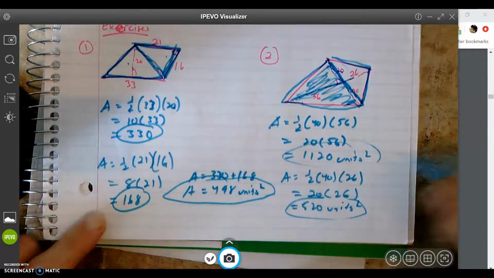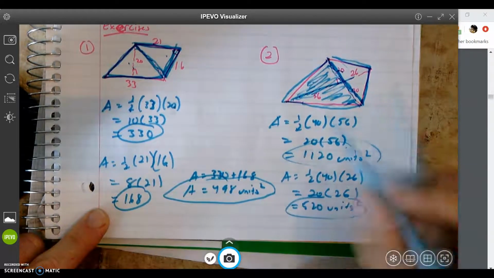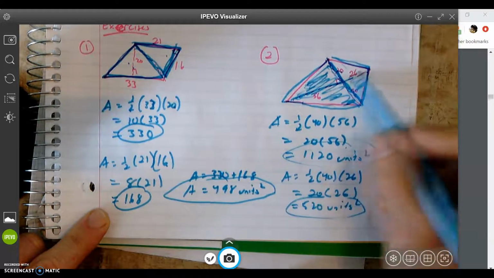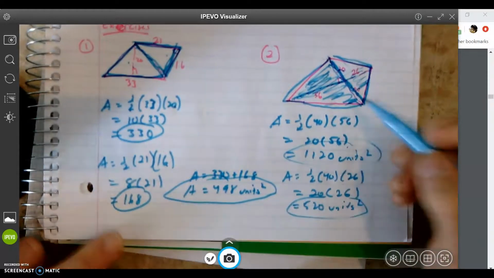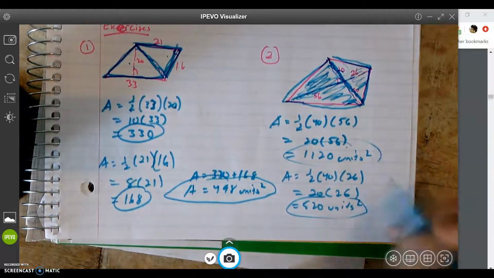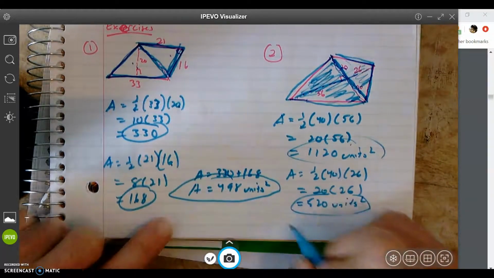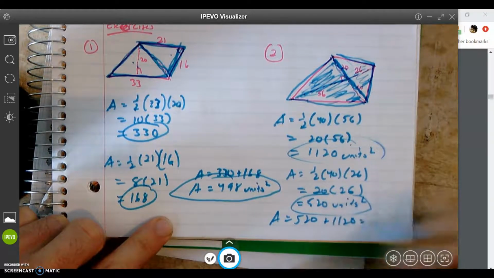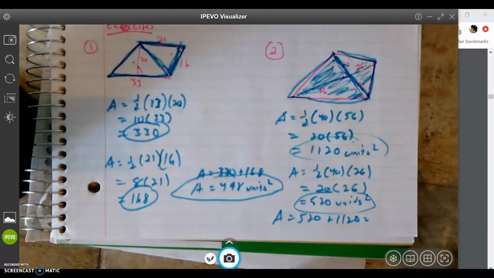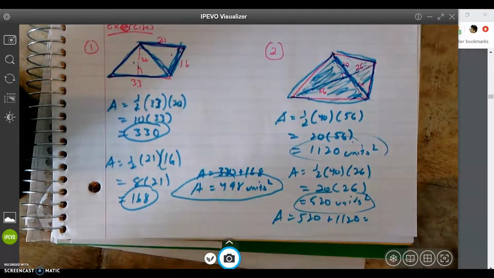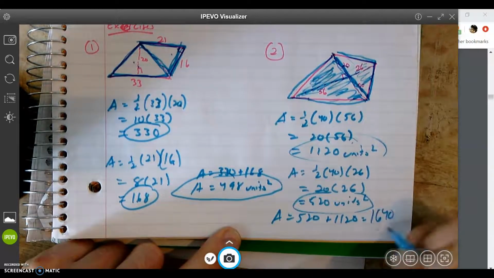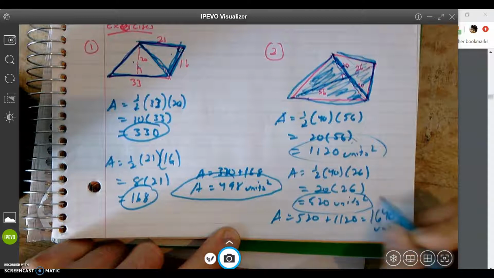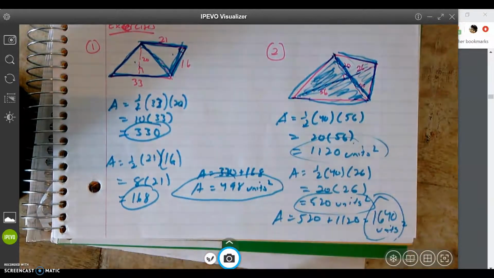Am I done? No, I'm not. What do I have to do? Oh, I have to add these 2 areas. I got to add this area plus this area and get the area of the whole kite. So that's going to be 520 plus 1,120 equals 1,640 units squared. Boom. Cool.